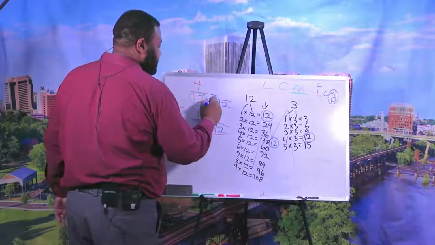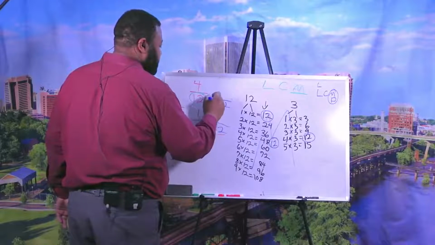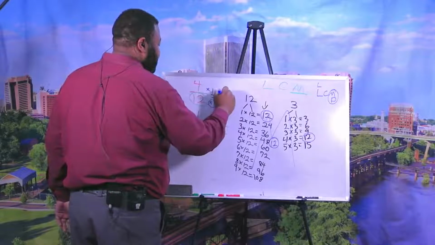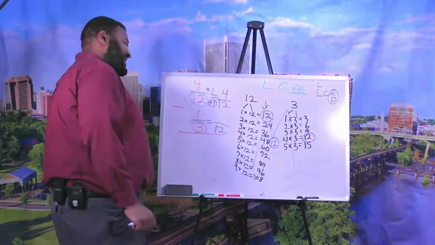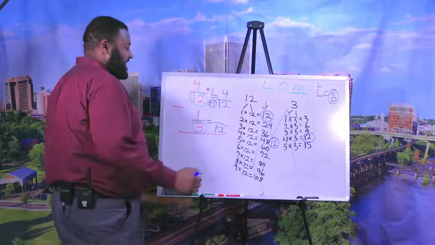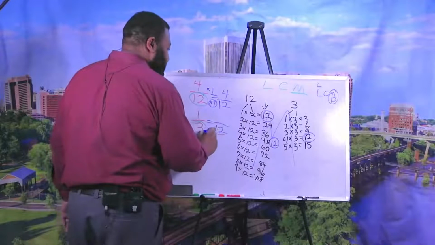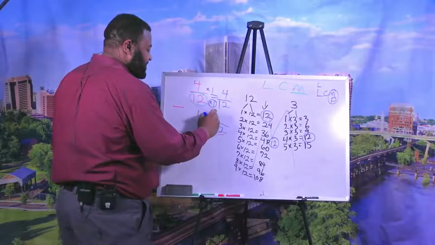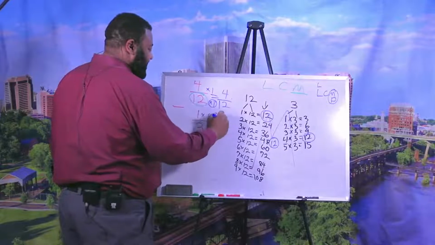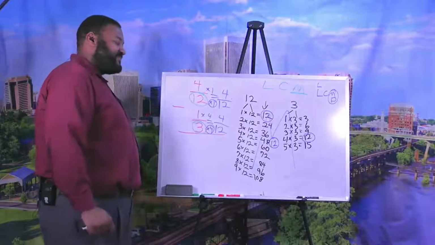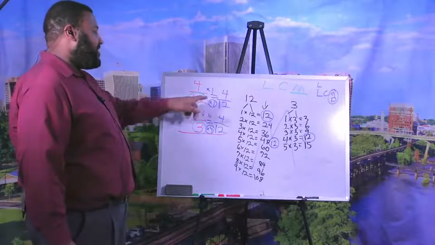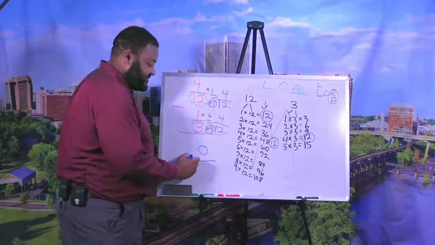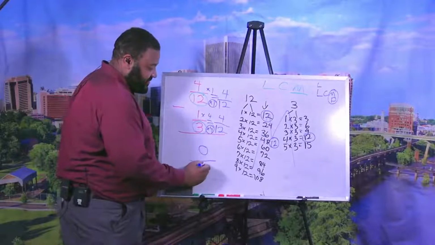2 times what gives us 12? 2 times 6, what you do to the bottom, you do to the top. 4 times 1 is 4. And right here we got 3 times what is 12? 3 times 4. What you do to the bottom, you do to the top. 1 times 4 is 4. 4 minus 4. Top number will be a 0. And you bring your number down here, which will be 12.